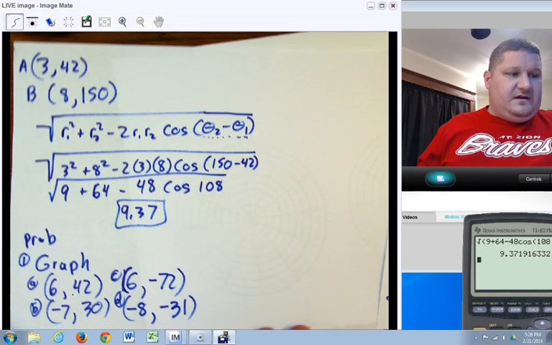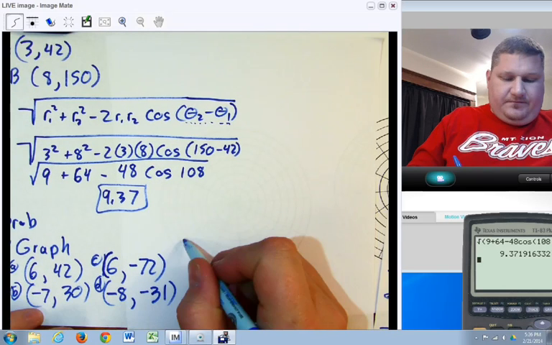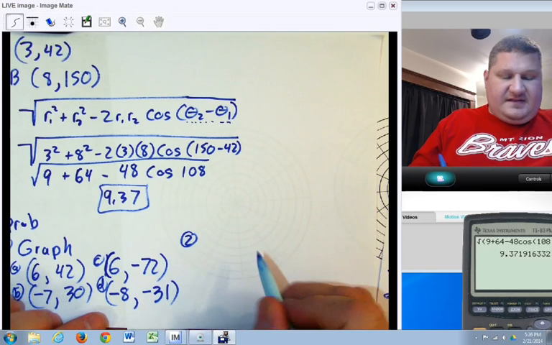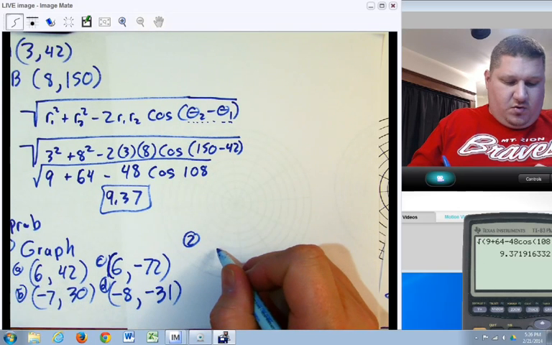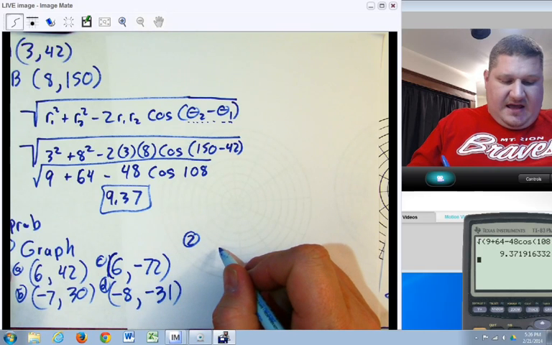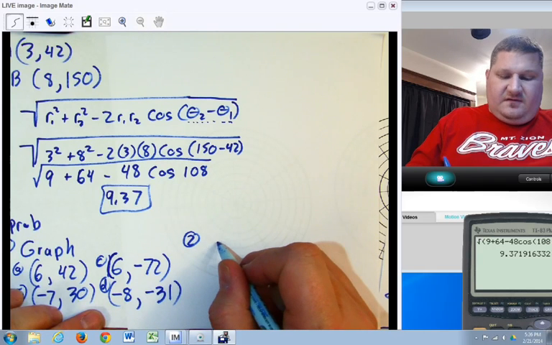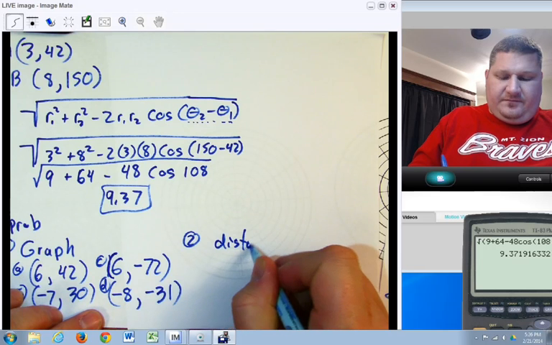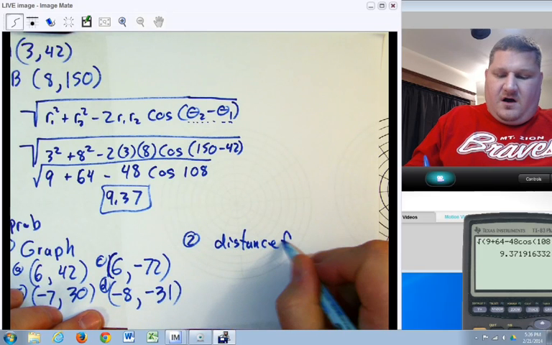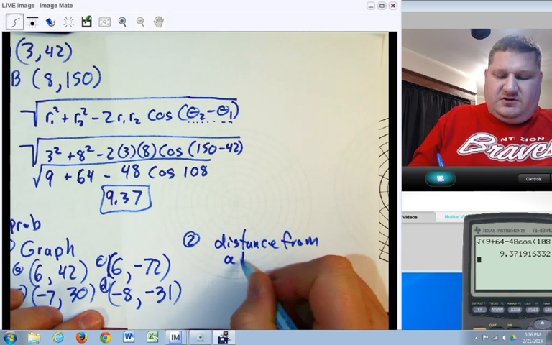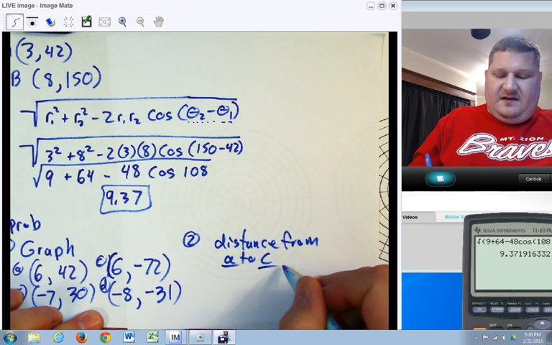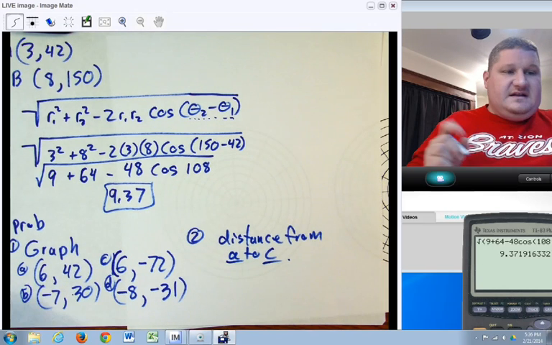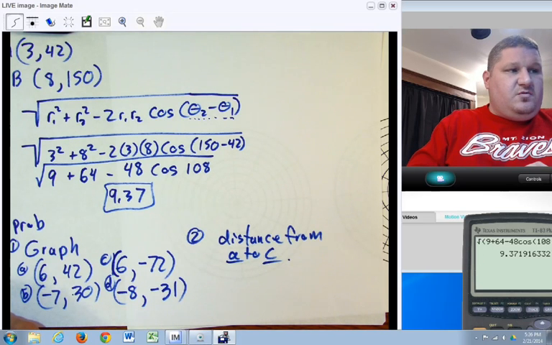Graph those points. Number 2, I want you to find the distance from A to C. Now, additionally, we want to do 2 more little quick things.